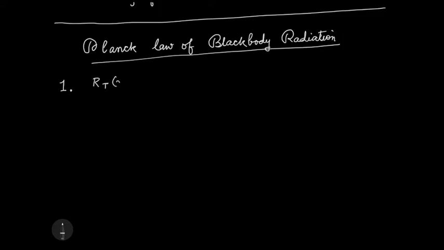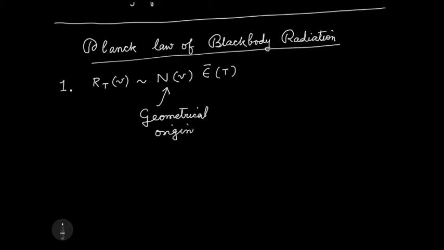So Planck realized the following things. First of all, the spectral radiance is to be calculated by multiplying n with epsilon bar. Epsilon bar depends on the temperature. In the case of Rayleigh-Jeans, it did not depend on frequency. This is a geometrical factor. This comes from physics, thermodynamics, and so on.